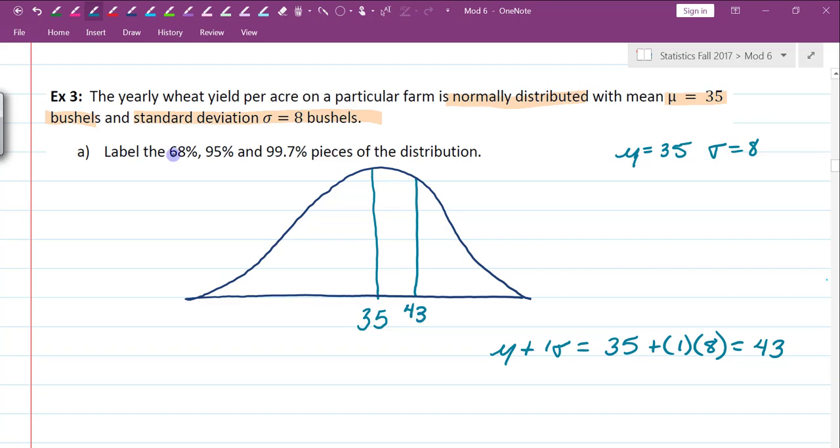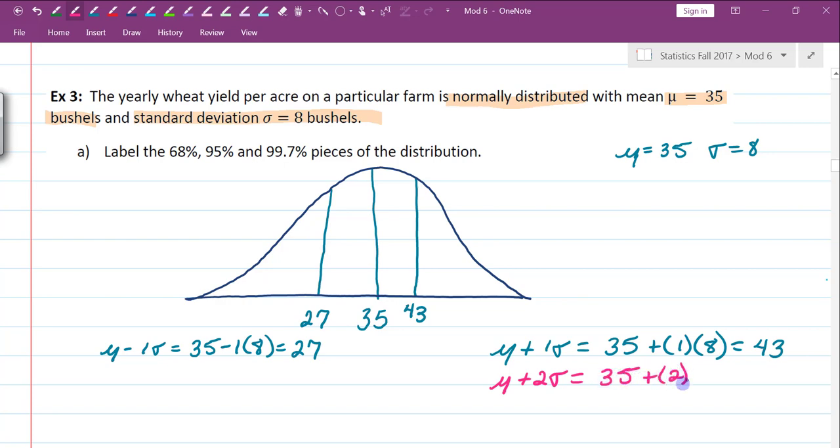Okay, now let's do minus 1 standard deviation. So we come over here and we say mu minus 1 standard deviation is going to be equal to 35 minus 1 times 8, which is equal to 27. So right here is 27. Now we're going to look at 2 standard deviations. So if I go mu plus 2 standard deviations, mu is 35 plus 2 times my standard deviation. That's going to be 35 plus 16, and that's going to equal 51. So we have 51. Now we're going to go mu minus 2 standard deviations. So that's 35 minus 2 times 8, which is subtract 16, and we're going to get 19.